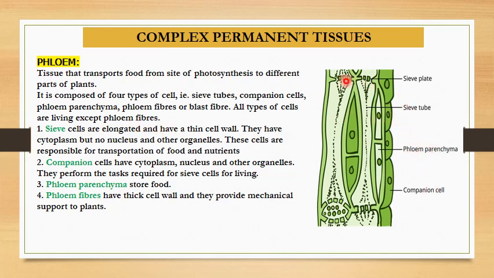Number 1, sieve cells. They are elongated and have a thin cell wall. They have cytoplasm but no nucleus and other organelles. These cells are responsible for transportation of food and nutrients. Number 2, companion cells. They have cytoplasm, nucleus and other organelles. They perform the tasks required for sieve cells to live. Number 3, phloem parenchyma. They store food. Number 4, phloem fibers. They have a thick cell wall and provide mechanical support to plants.